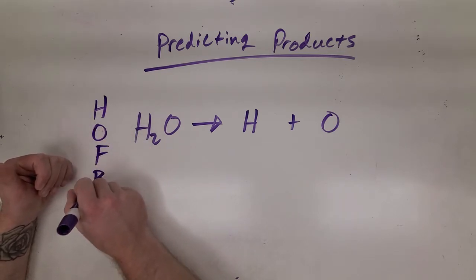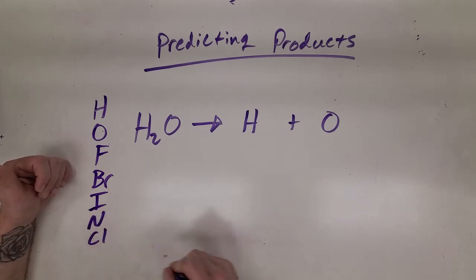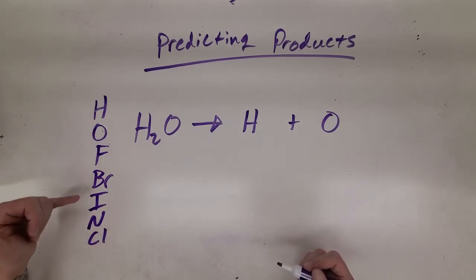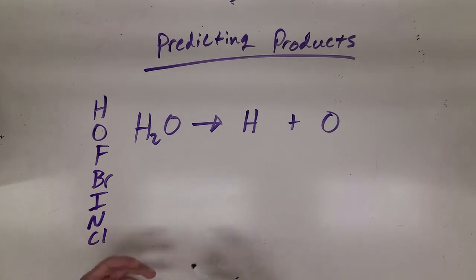The acronym is Hofbrinkel. That is hydrogen, oxygen, fluorine, bromine, iodine, nitrogen, and chlorine. These are usually or almost always diatomic. That is, they always have a 2 following their atomic symbol.